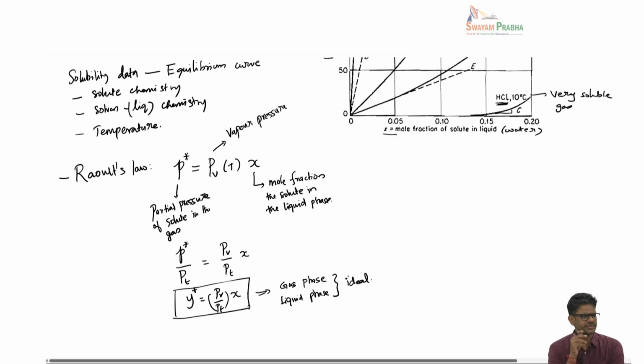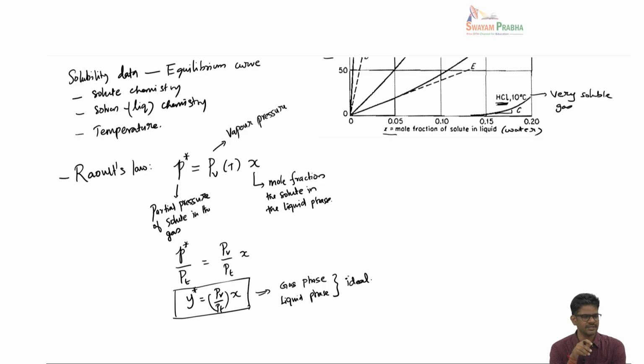This is probably the simplest equilibrium curve you can think of, where both the gas as well as the liquid are considered to be ideal systems. The gas mixture is ideal and the liquid mixture is also ideal. But the applicability of Raoult's law is very much limited to very few systems because of the assumption that both gas and liquid are ideal. Many times maybe the gas is ideal but the liquid is not so ideal, so then this law is violated.